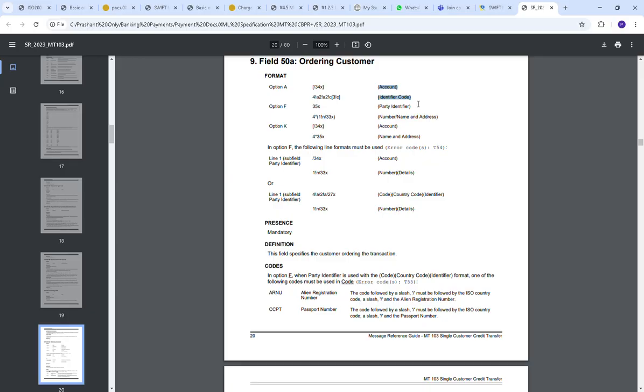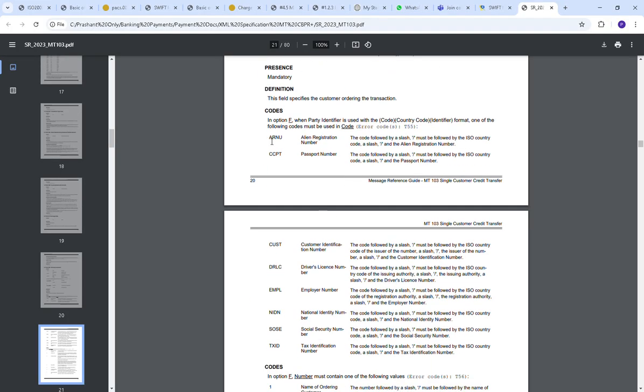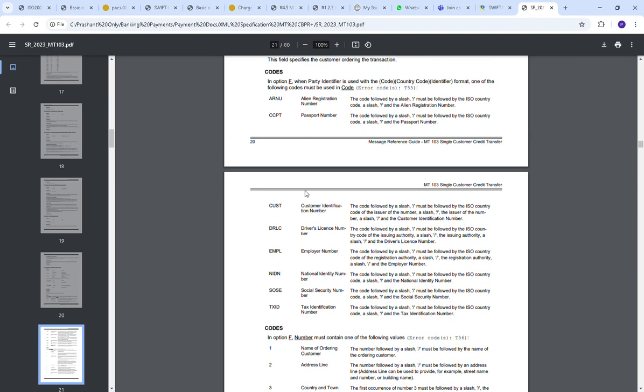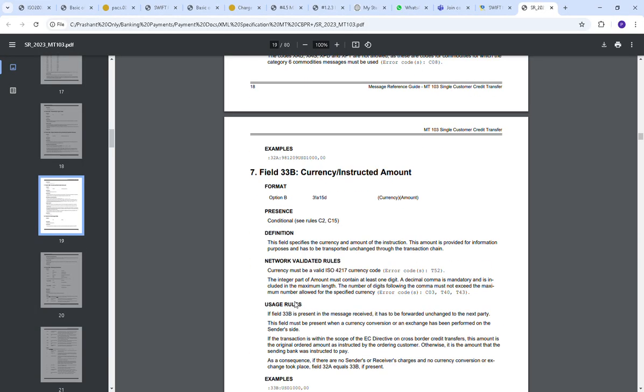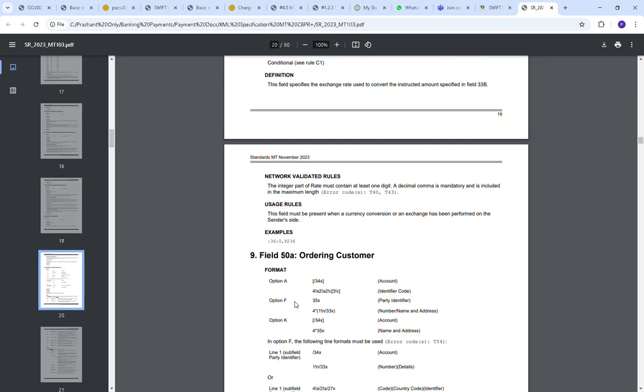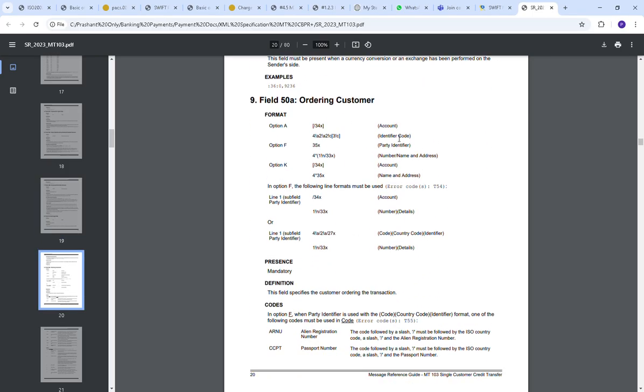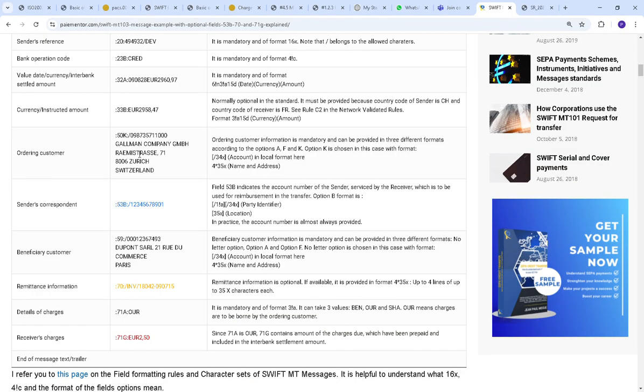Those are codes. These are the codes which are normally used: passport number, driver license, employment number. These kinds of codes are there to determine the address of the person. But for the time being, you just have to remember that in 50A we are using account and identifier code, and this is also account address, very easy to understand. This is now the ordering customer. This is the pattern of this one.